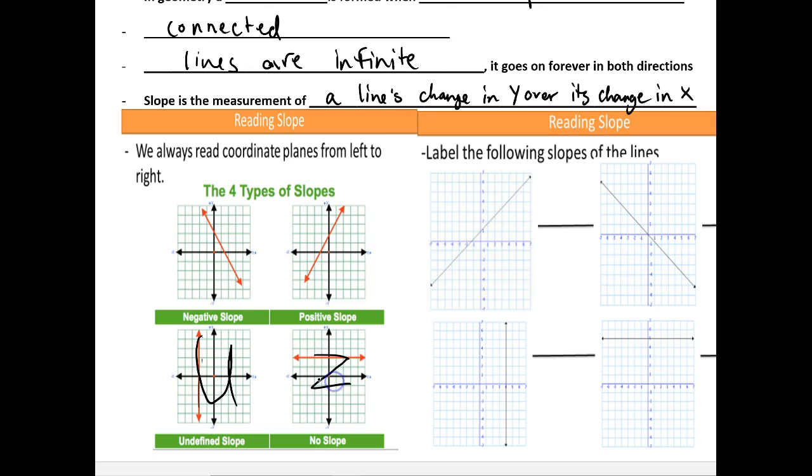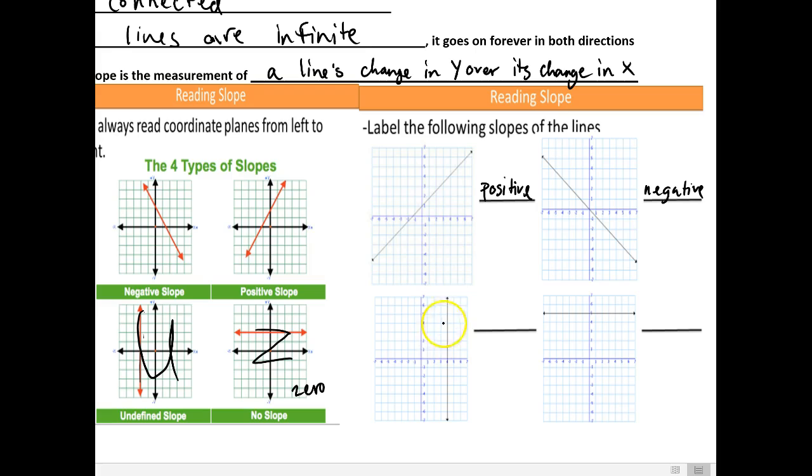You can remember that because you can make a Z out of that. So we can also call that 0 slope. So take a look at this first one. Notice that we start here and we go up. This is a positive slope. Here, if we start here and we go down, you'll notice that we have a negative slope. Lastly, here we got a vertical line, so you can make a U out of that. That's an undefined slope. And this horizontal line, you can make a 0 out of that. That's a 0 slope or no slope. Two different ways you could call that.